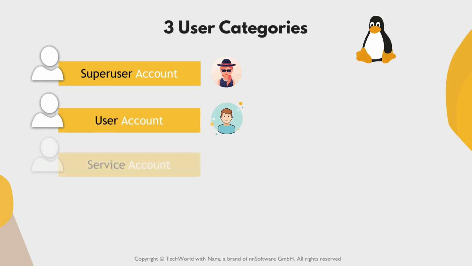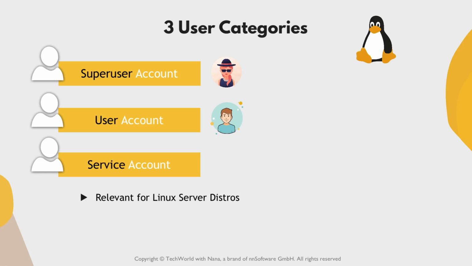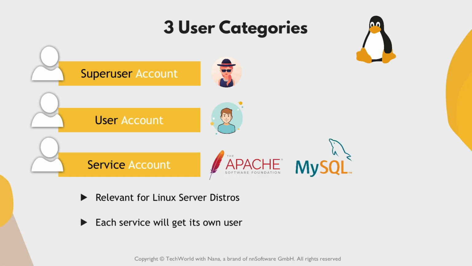And the third type is service user. The service user is relevant on Linux server distributions because Linux is widely used for servers, and servers run different services, like a database server or a web application server, etc. And it can run multiple of those services. So you may have an Apache server application running on a server, as well as MySQL, database, etc. And each such service or application will actually get its own user. So they will not be started by a standard user or a root user, but rather they will have a dedicated, for example, MySQL user or Apache user that will start the application.